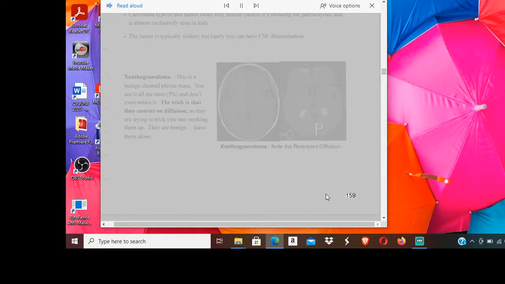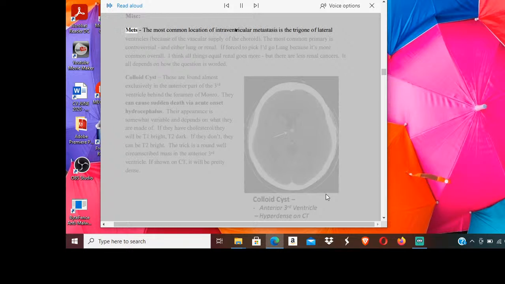Miscellaneous. METs: the most common location of intraventricular metastasis is the trigone of the lateral ventricles, because of the vascular supply of the choroid. The most common primary is controversial, and either lung or renal. If forced to pick, I'd go lung because it's more common overall. I think all things equal renal goes more, but there are fewer renal cancers. It all depends on how the question is worded.